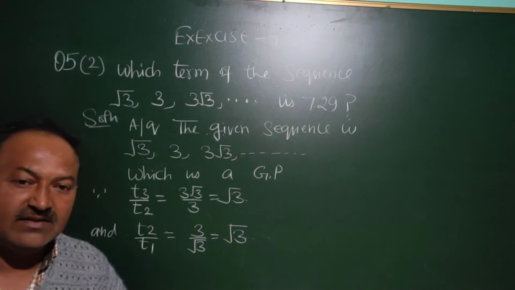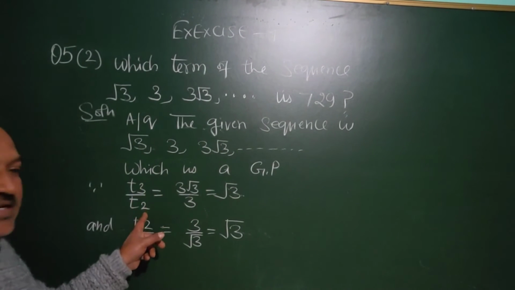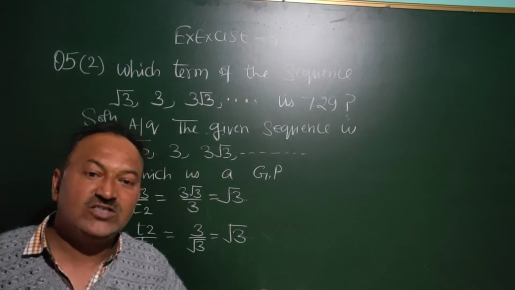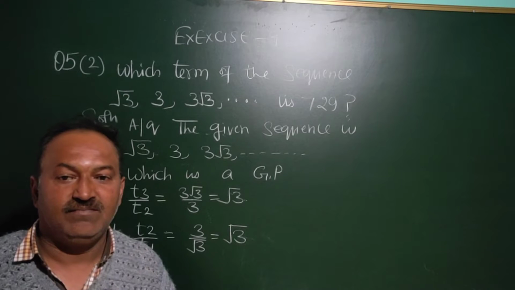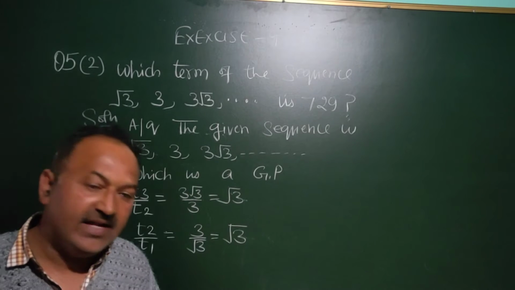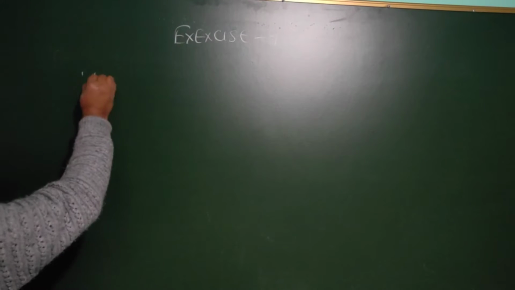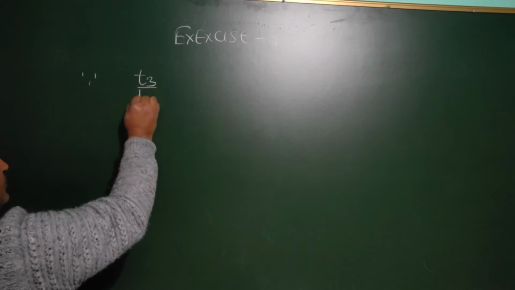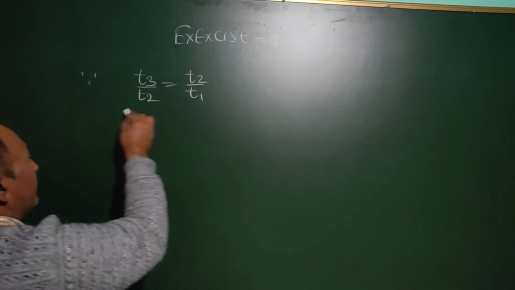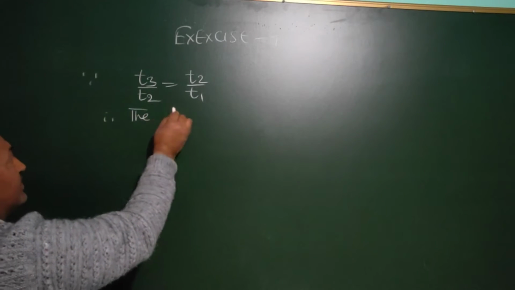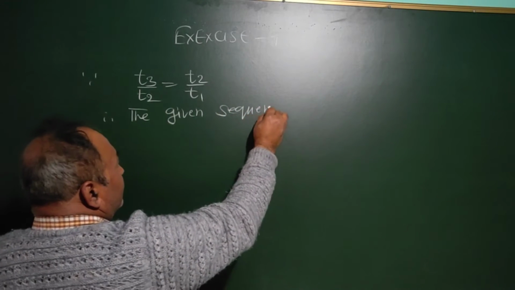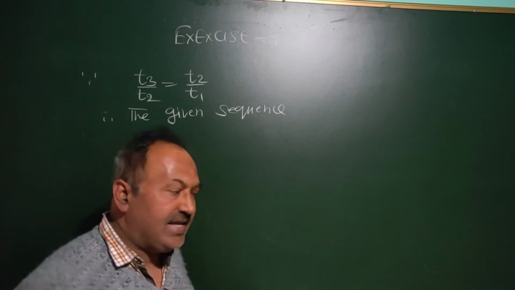So what is clear? It is clear that T3 upon T2 is equal to T2 upon T1, which is the condition of the geometrical progressions. There is a common ratio between the successive terms. Hence, it is a geometrical progression, because T3 upon T2 is equal to T2 upon T1. Therefore, the given sequence is a GP.